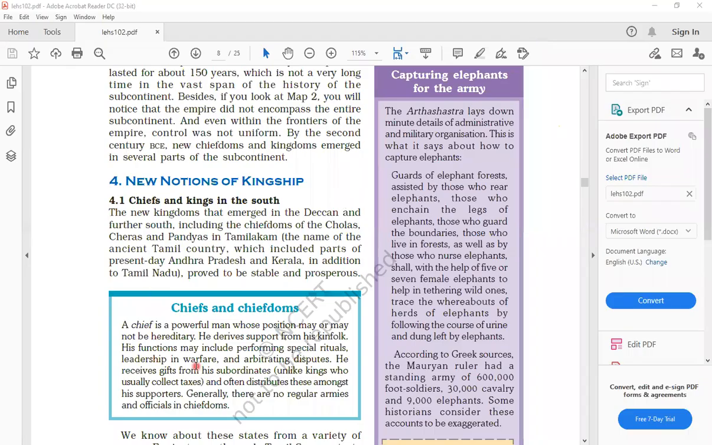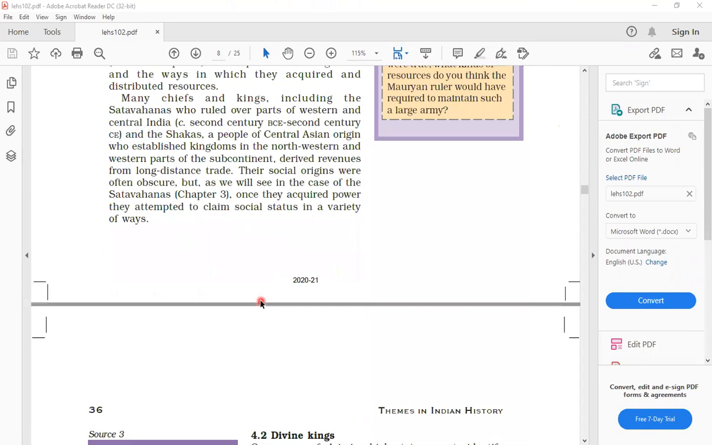So from here we have the question: who were chiefs and chiefdoms. So it is just a one-marker question. You can say that a chief is a powerful man whose position may or may not be hereditary. Okay, he derives support from his kin and flock. This is enough. And what was a chiefdom? So generally there are no regular armies and officials in chiefdoms.